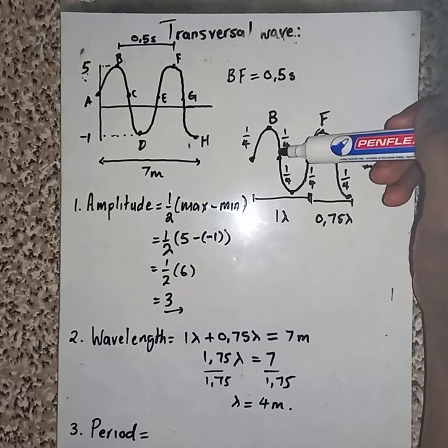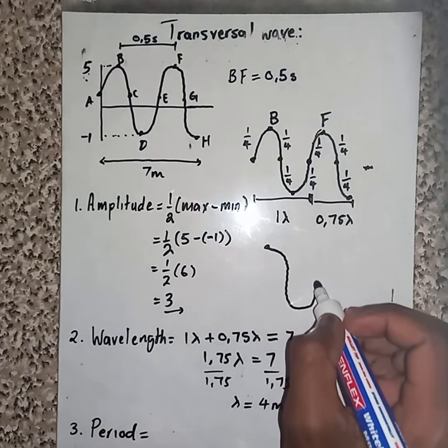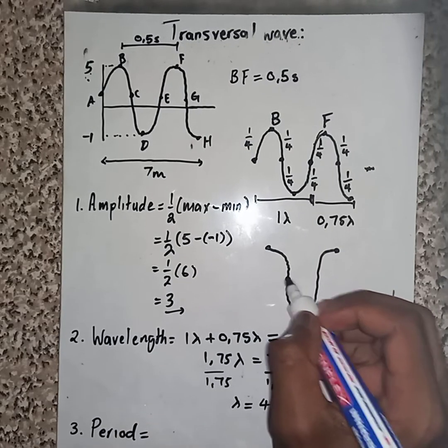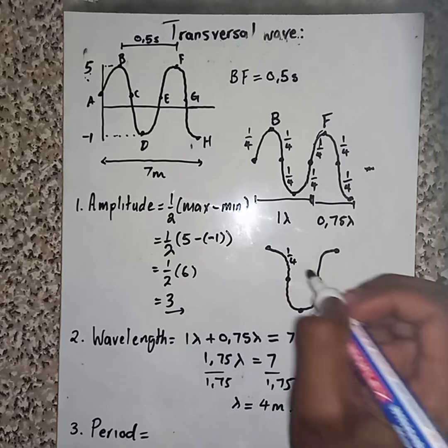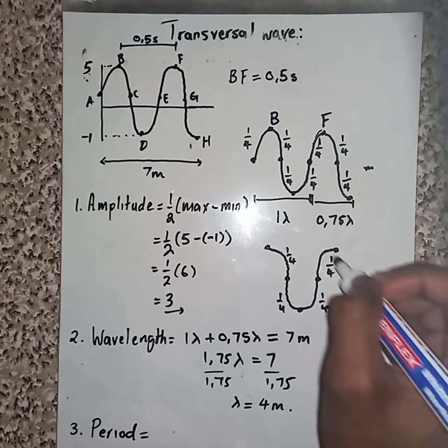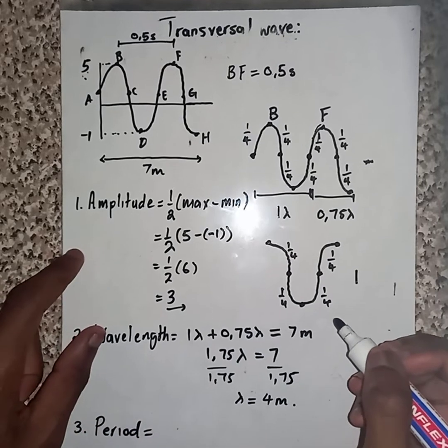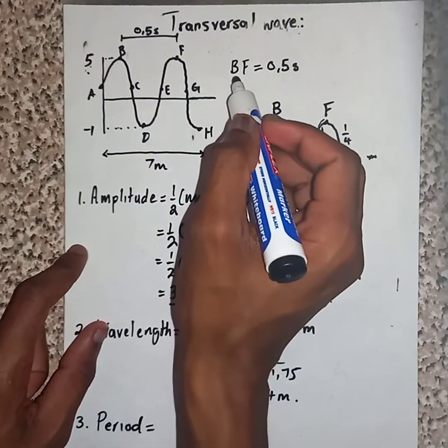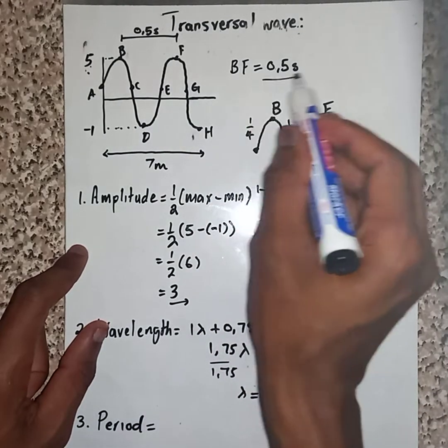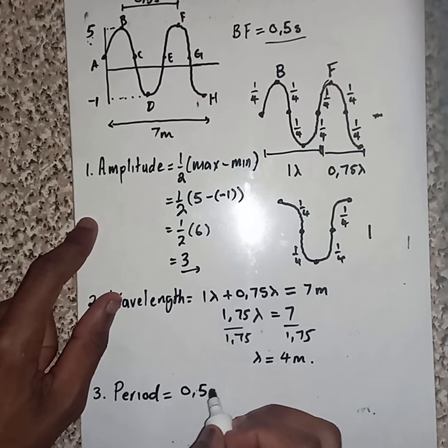If I take this cycle, which is like this, I have 1 over 4, 1 over 4, 1 over 4, together with 1 over 4. If I add all those 1 over 4, I'm going to get 1, which is a full cycle. Then now, the definition stated clearly that it is the time taken to complete one cycle. Then that 0.5 is going to be our period in seconds.